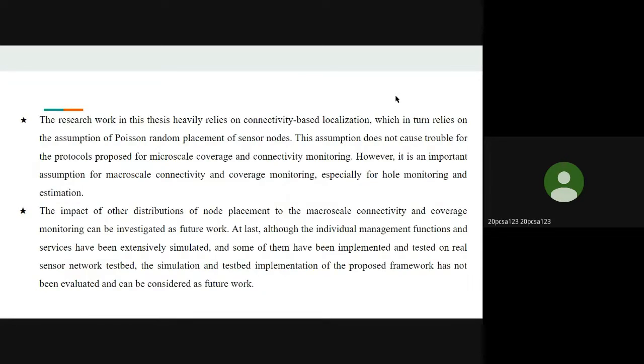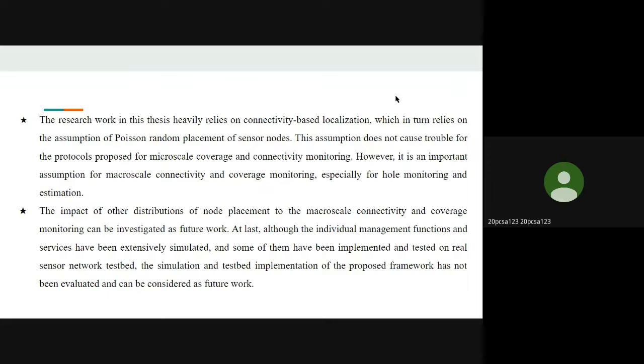The research work in this thesis heavily relies on connectivity based localization, which in turn relies on the assumption of Poisson random placement of sensor nodes. This assumption does not cause trouble for the protocols proposed for microscale coverage and connectivity monitoring. However, it is an important assumption for macroscale connectivity and coverage monitoring, especially hole monitoring and estimation. The impact of other distributions of node placement on macroscale connectivity and coverage monitoring can be investigated as future work.